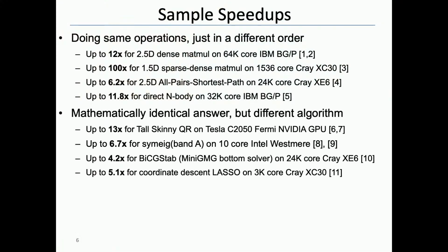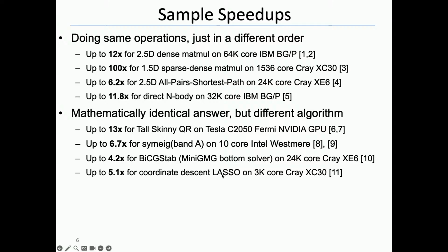The other way is to get a mathematically identical answer, modulo round off, but using a different algorithm. And so now we have a much bigger design space, and we got, for example, I'll go into this in more detail too, a 13x speed up for doing the QR decomposition of a tall skinny matrix on a GPU, the symmetric eigenvalue problem, sparse linear algebra, a Krylov subspace method, so that's a completely different idea, and then here we're moving into machine learning.